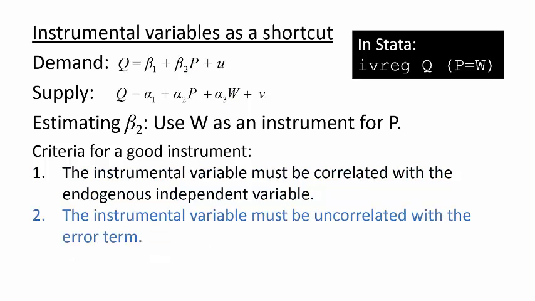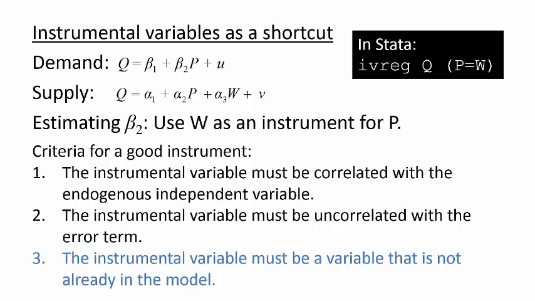The second criterion is that the instrumental variable is uncorrelated with the error term. Here, the instrumental variable W enters the supply equation, but the error term of interest is in the demand equation, that is, the model we're trying to estimate. If we believe the system of simultaneous equations is a good approximation to reality, that is, weather really does affect supply but not demand, then the second criterion is satisfied. The third criterion is that the instrumental variable is not already in the model. We can see easily that the proposed instrument W is not in the demand function we are trying to estimate.